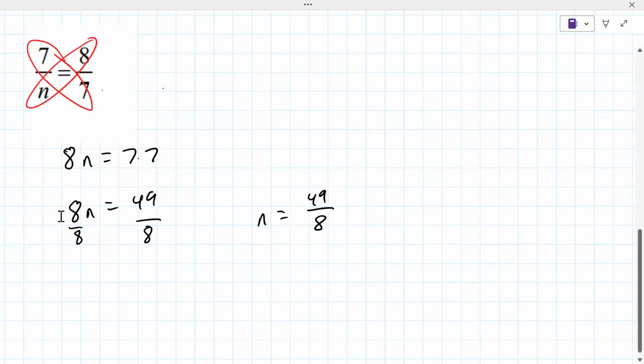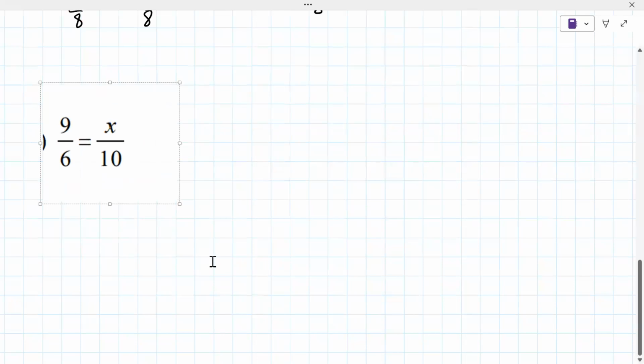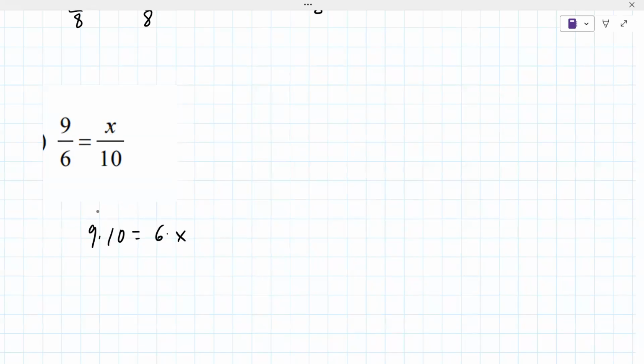Okay, here's another one. If you're not drawing these diagonals, please do. x equals 15. 9 times 10 equals 6 times x. 90 equals 6x. Divide by 6, divide by 6, x equals 15.